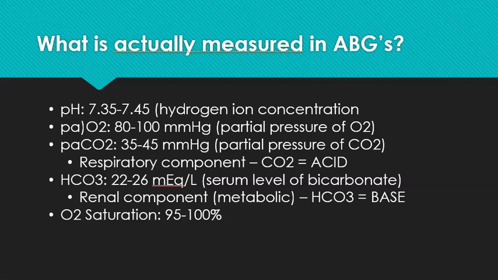We're looking at the PaO2, which is the partial oxygen concentration. That'll be 80 to 100 millimeters of mercury, for your partial pressure of O2. Partial pressure of CO2, PaCO2. This range is 35 to 45 millimeters of mercury. This is your respiratory component of the buffering system.